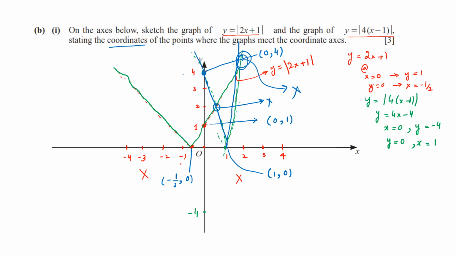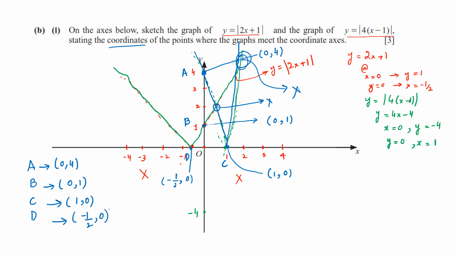So call one point A, this B, this C, this D. For point A, you have 0, 4. For point B, you have 0, 1. For point C, you have 1, 0. For point D, you have minus 1 by 2, 0. So these are the 4 coordinate points which you have to mention to get complete credit for your answer.